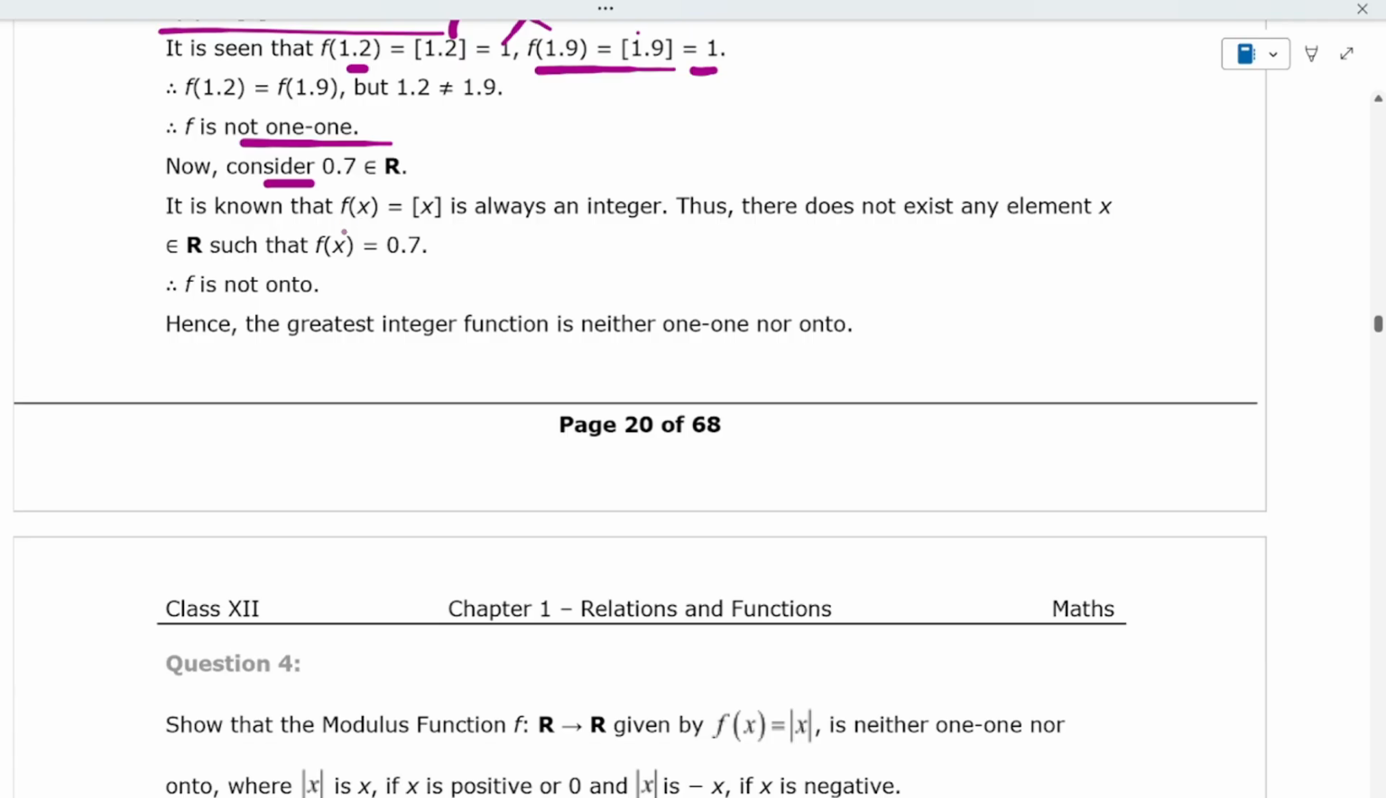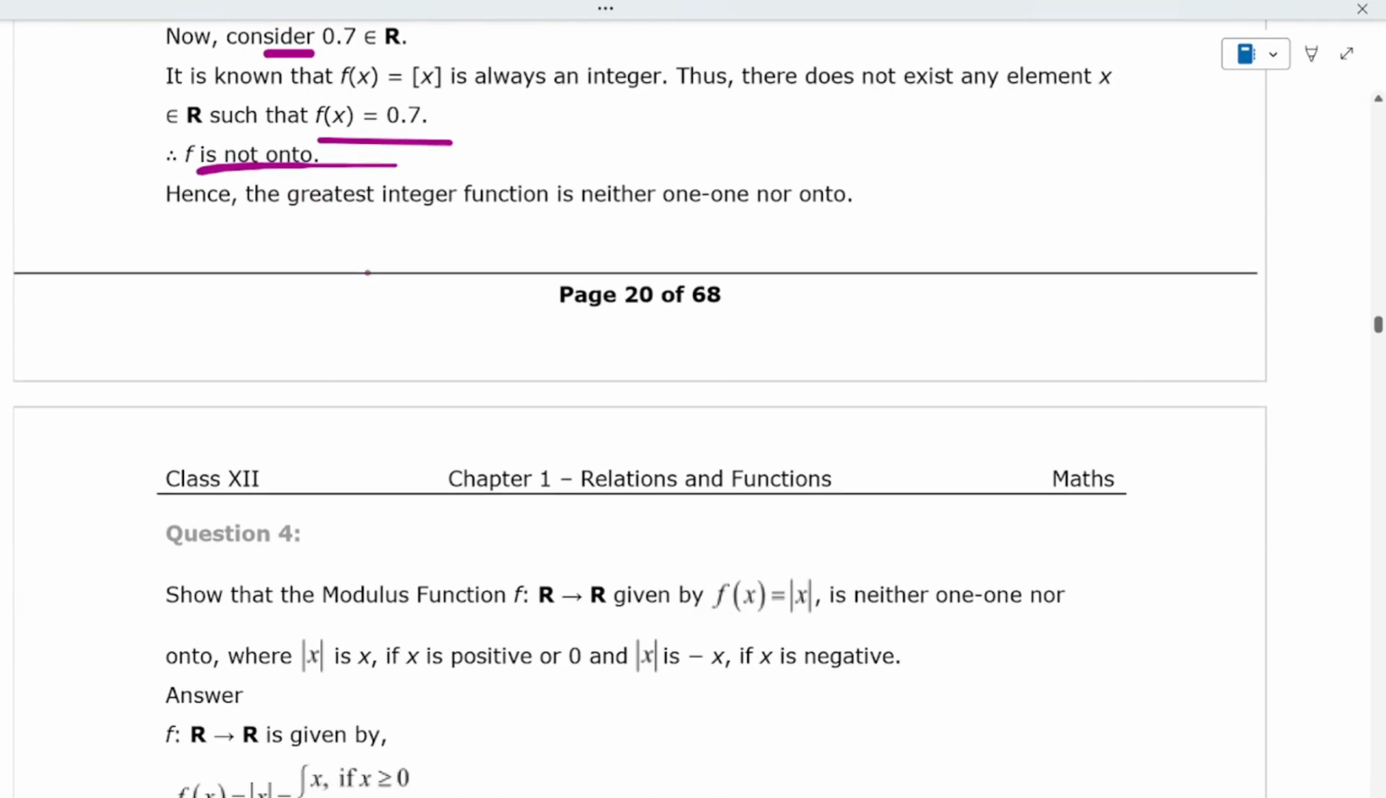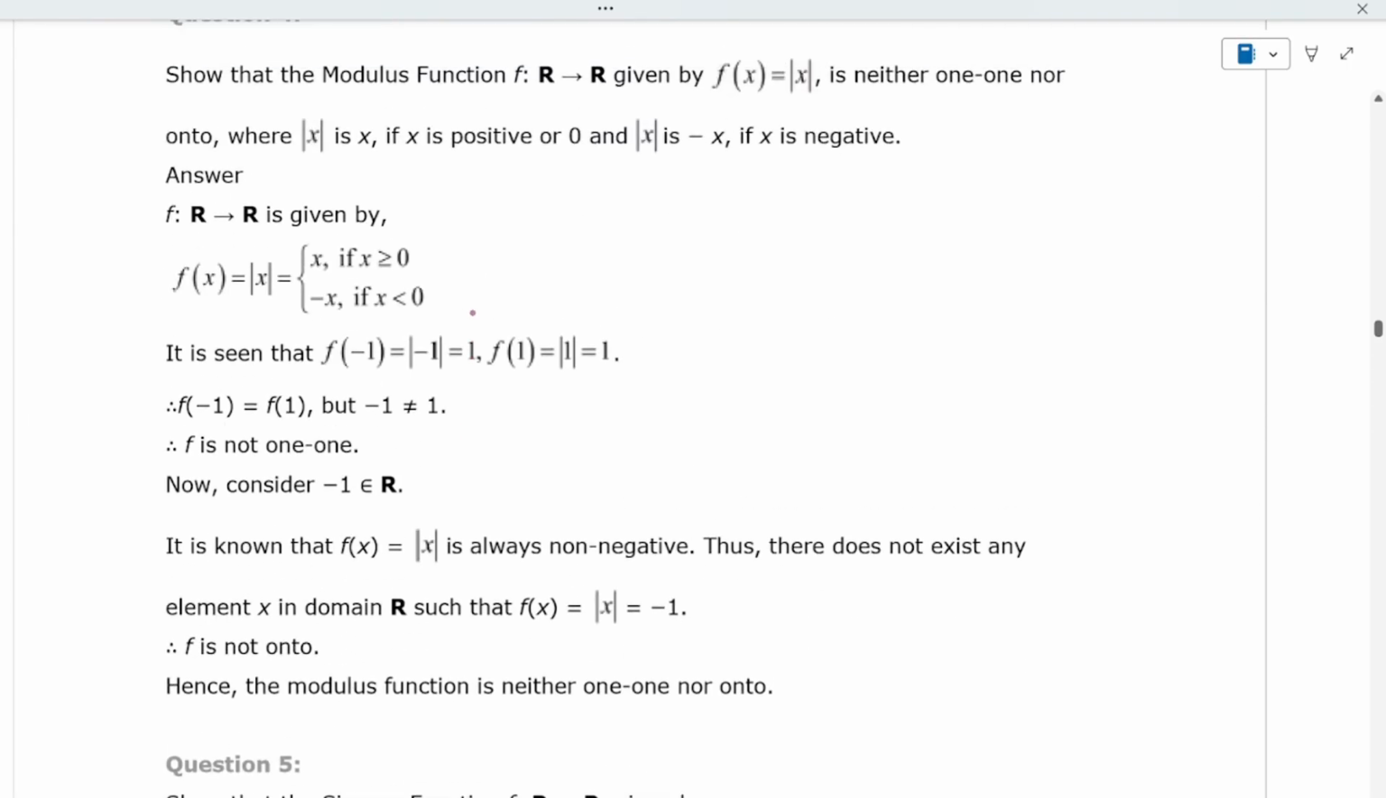If you consider 0.7, f of x is considered as 0.7. Now it is not equal to any element, so we say that it is not onto also. It is neither one-one nor onto. Next, on to the next question.